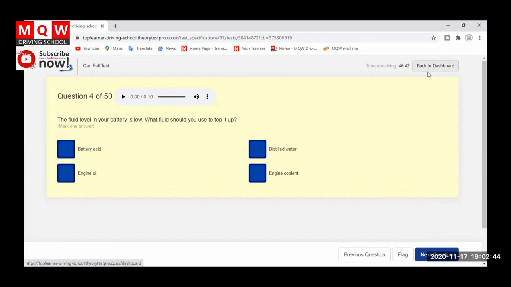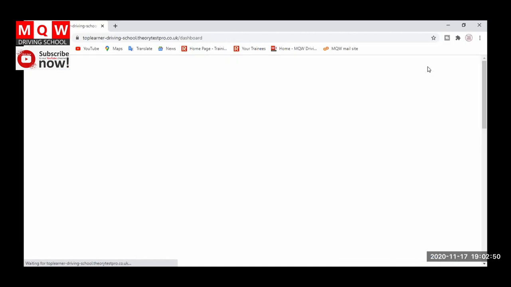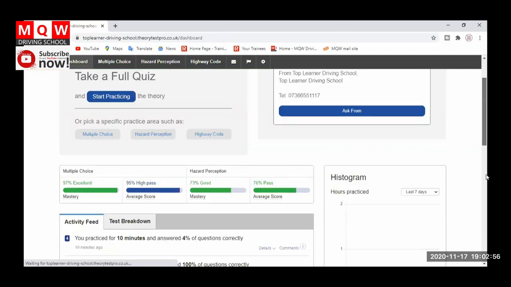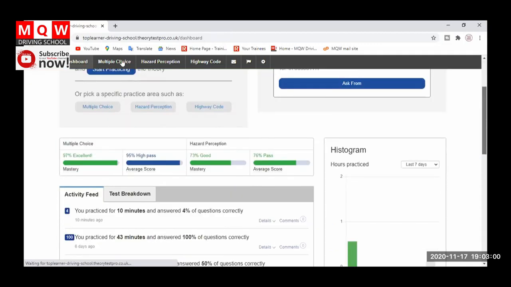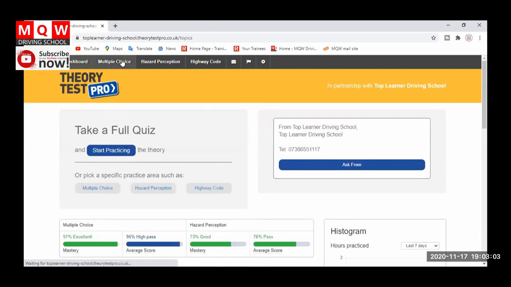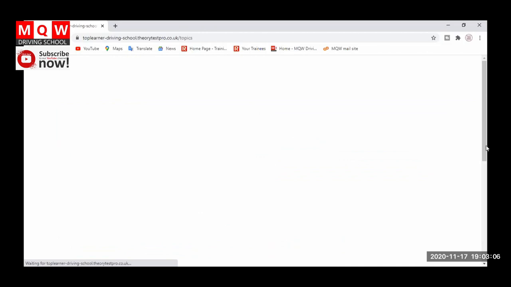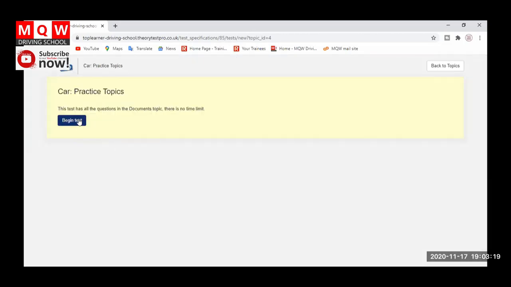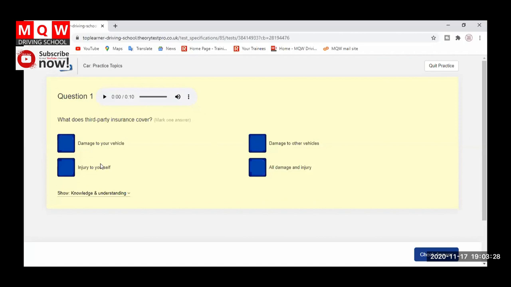Okay, so let's go back to the dashboard. This is the sample question and answer I gave you, this is how it works. And then we will keep checking yours separately. But the best way is when you do topic by topic, then for that topic you only get the same kind of questions. For example, let's open the documents. When you say practice the document, then only the document questions will come in front of you. So now when I say begin the test, it will only give me document questions. All the questions will be about documents, nothing else.